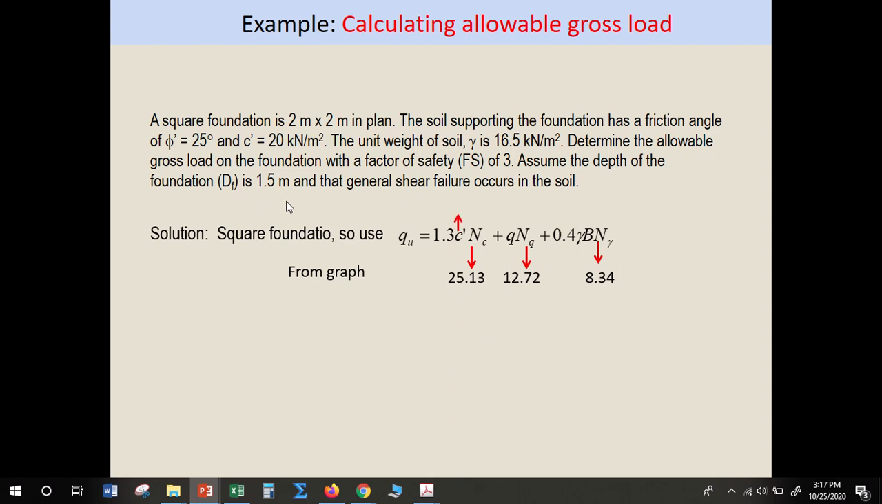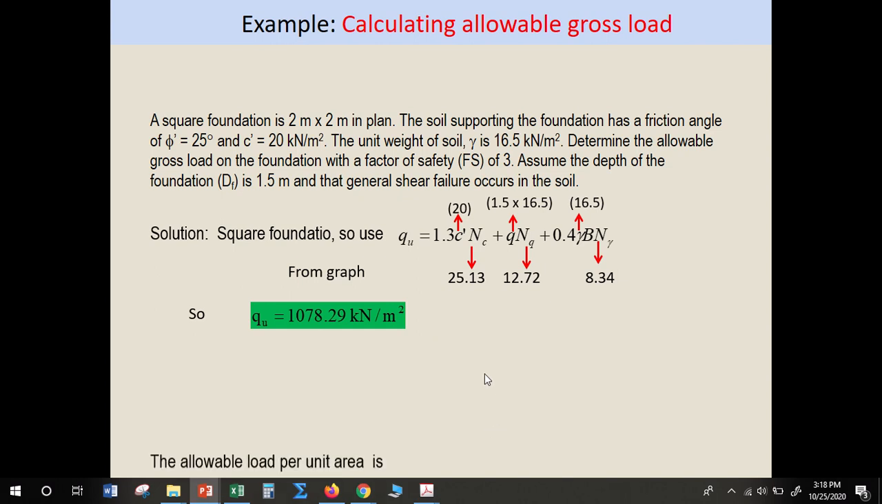And then C. The given data is C equal to 20, just put in the value. Q, what is Q? Q is the surcharge, gamma times DF. DF is 1.5 meter, gamma is 16.5, so 1.5 times 16.5 for Q. Then gamma equal to 16.5. And then you calculate using this equation, then you get Qu equal to 1078.29 kilonewton per square meter. So you get the value of Q ultimate.